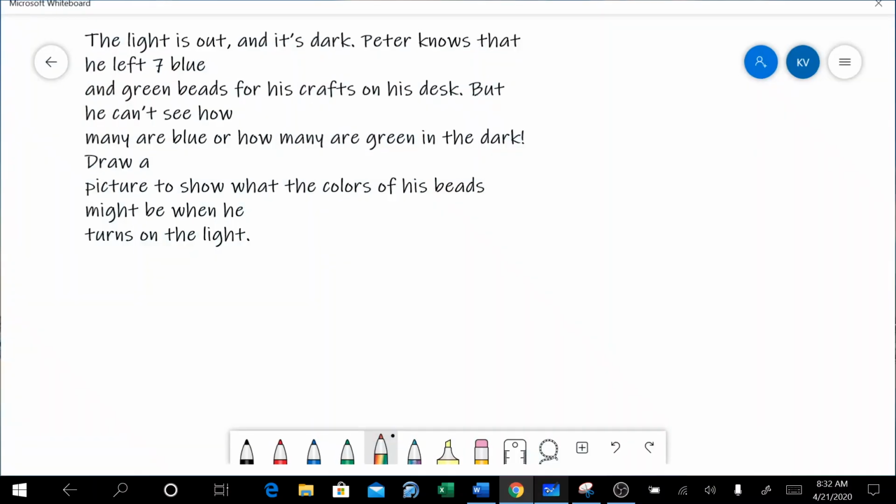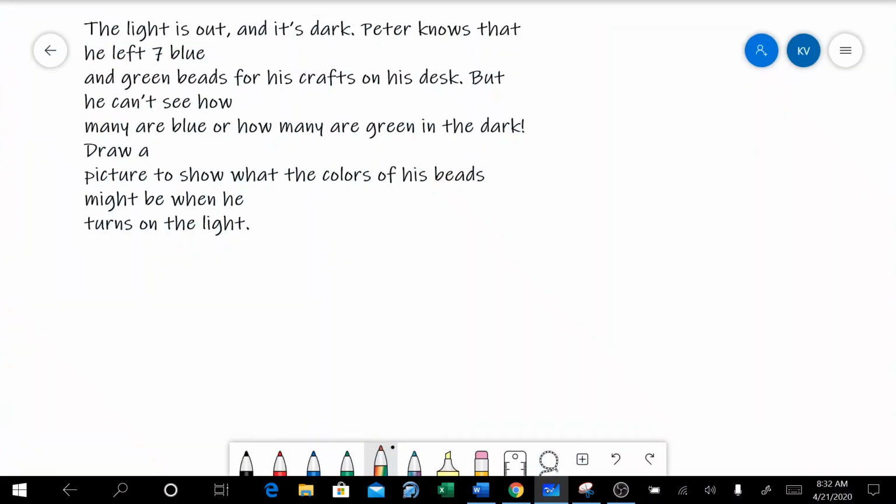Application problem. I'm going to read this problem to you and then we're going to solve it. All right. So it says the light is out and it's dark. Peter knows that he left 7 blue and green beads for his crafts on his desk, but he can't see how many are blue or how many are green in the dark. So we're going to draw a picture to show what the colors of his beads might be when he turns on the light.